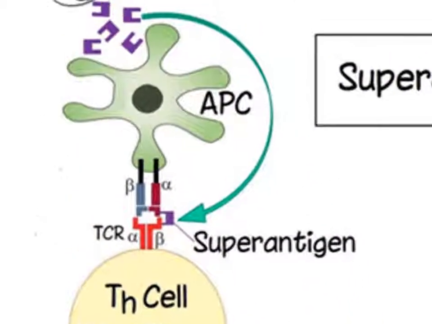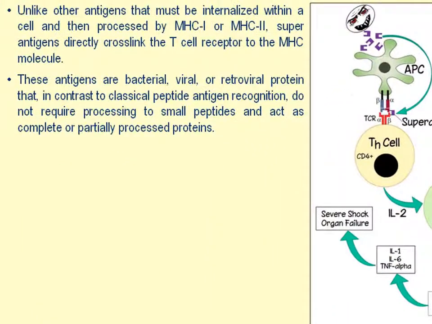Unlike other antigens that must be internalized within the APC cell and then processed by MHC1 or 2, superantigens directly cross-link the T cell receptor to MHC molecules. So as you can see in this diagram, they bypass the APC cell and lock in the T cell receptor to MHC2 molecules. You have two legs in here, so it's MHC2. These antigens can be bacterial, viral, or retroviral proteins that, in contrast to classical peptide antigen recognition, do not require processing to smaller fragments or peptides, and they act as complete or partially processed proteins, locking this information.